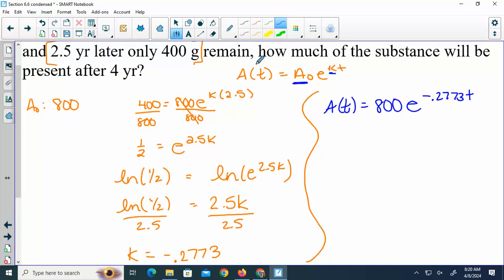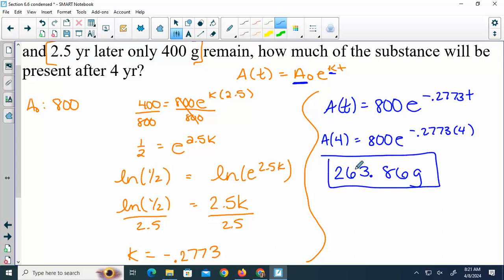How much is present after 4 years? So what's my time? 4. So if we plug that in, we get 263.86 grams remaining. It's decaying, we have less as time goes on, and we get our equation.